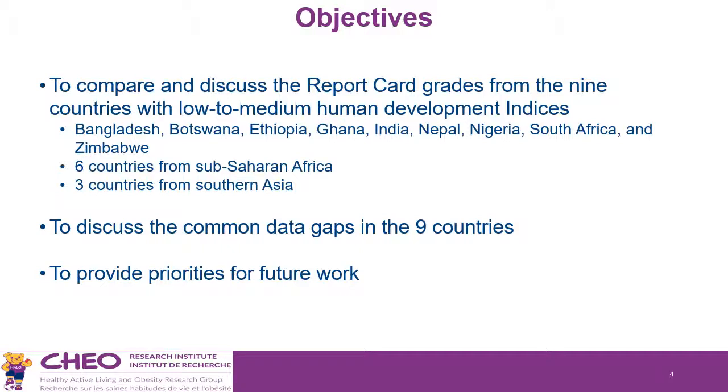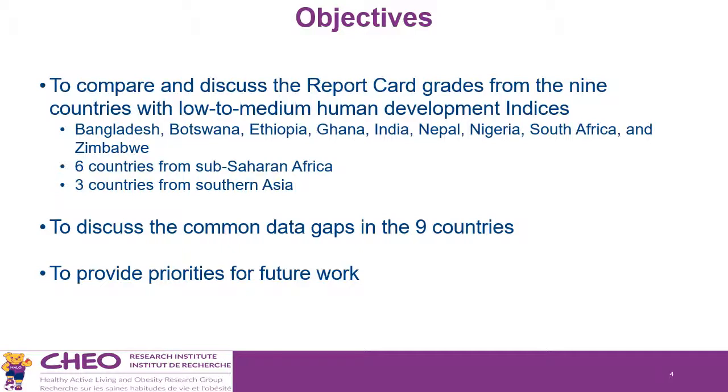So therefore, the objectives of this presentation are to compare and discuss report card grades from the 9 countries that I'll be talking about today. These countries are Bangladesh, Botswana, Ethiopia, Ghana, India, Nepal, Nigeria, South Africa, and Zimbabwe. As you can see, 6 of these countries are from sub-Saharan Africa, 3 are from Southern Asia.